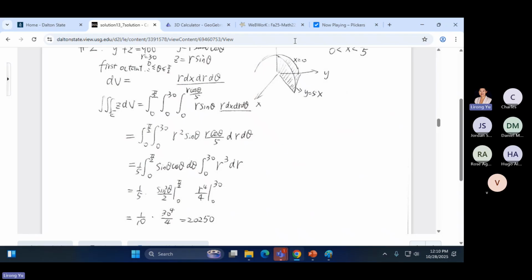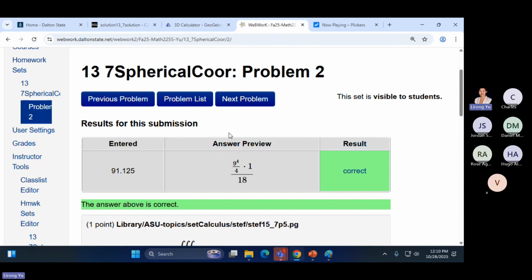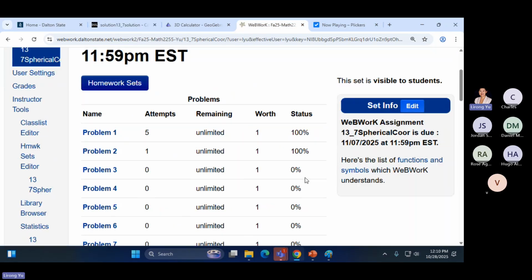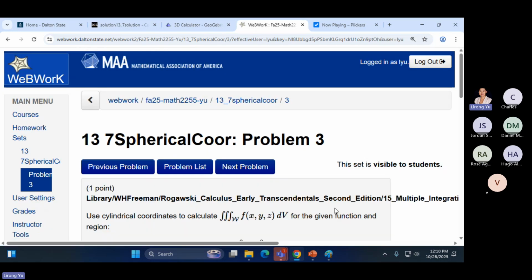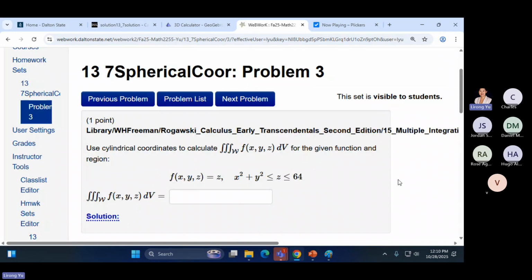Maybe I should stop doing the calculation. We can just talk about the scenario or how to set it up. Number 3 has a cylindrical coordinate to calculate this function. The function is z, which was similar to question 2. And what was the integration region? The region is z between 64 and x squared plus y squared. And this is why we felt it would be okay to do a cylindrical coordinate.